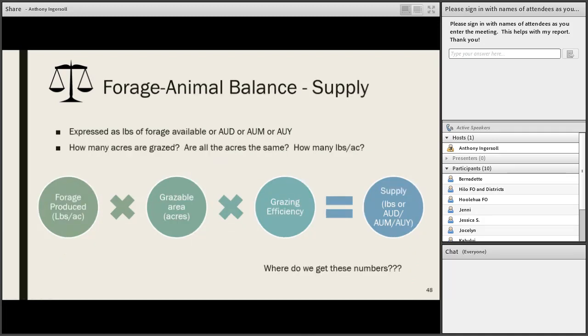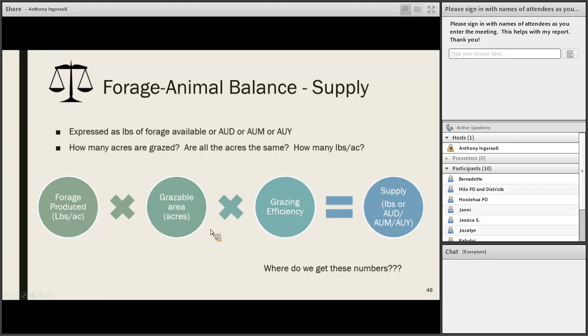And then when we look at the supply side, again, we're talking in the same terms of pounds. We've got to be apples and apples, right? So either pounds or one of the forms of animal units. And then, to come up with the supply, we have to have an idea of what the production is like: how many pounds per acre are produced on the site, how many acres are available and grazable, and then an idea of the grazing efficiency that's going to be impacted by the system.